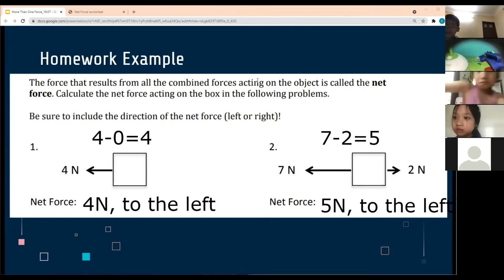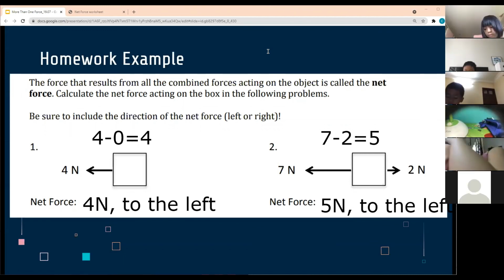Okay, guys, this is your homework then. That is it for today, guys. I hope you guys have a great Monday. You just have to complete 1 through 10. Remember, subtract the forces from each other, and that will be your net force. The net force is just the remaining force after you calculate all the different directions.